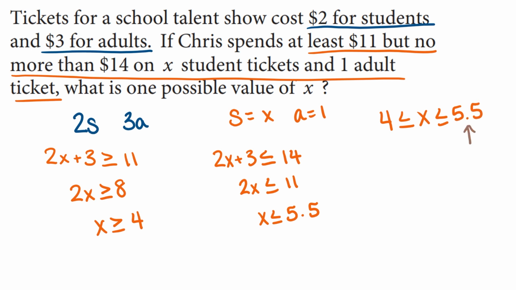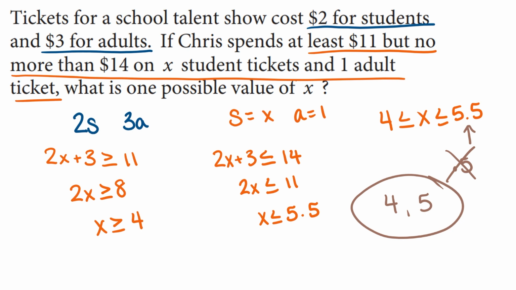But we can't have half a student ticket, right? We can't do that. So our answer possibilities are only going to be 4 or 5, because we can either have 4 student tickets or 5 student tickets. So either one of these is a valid answer.